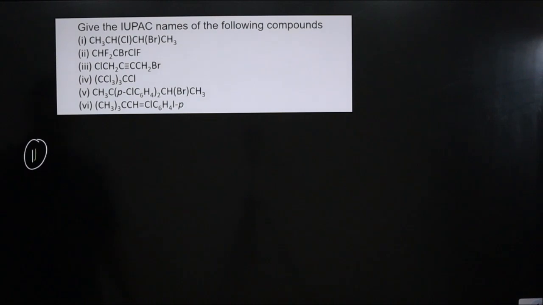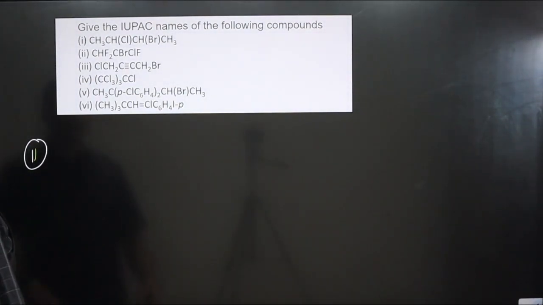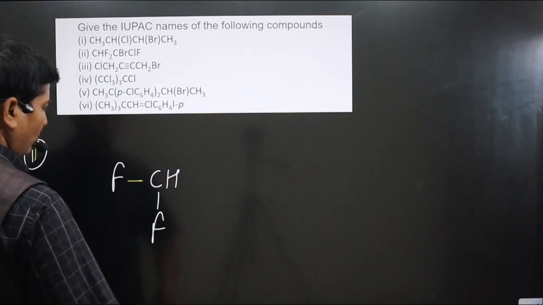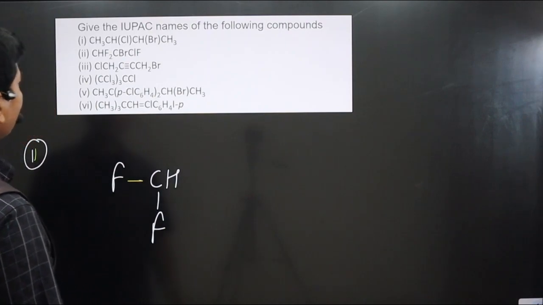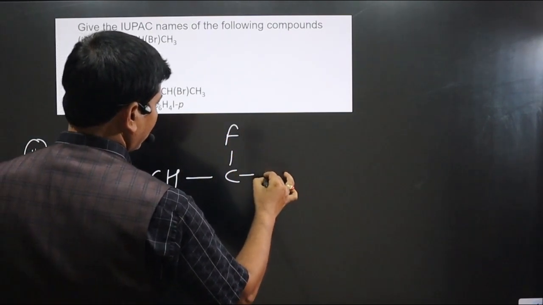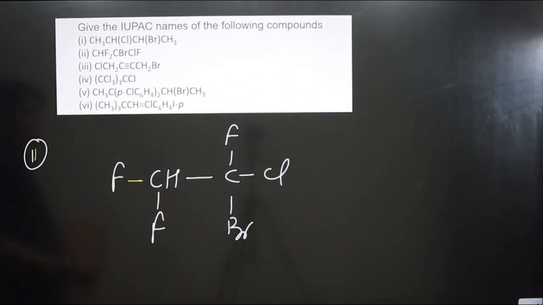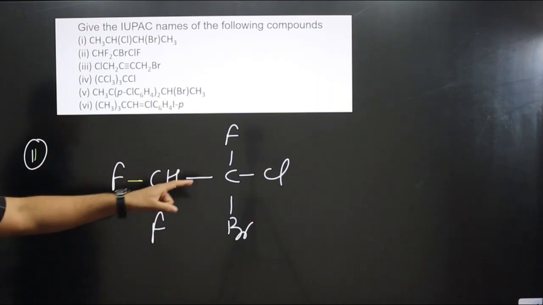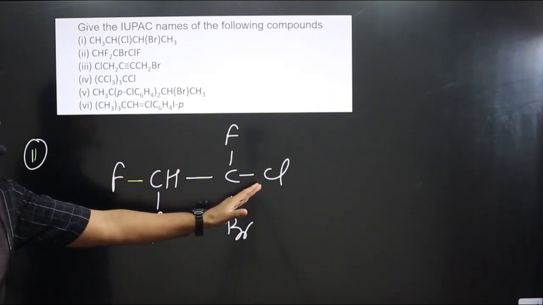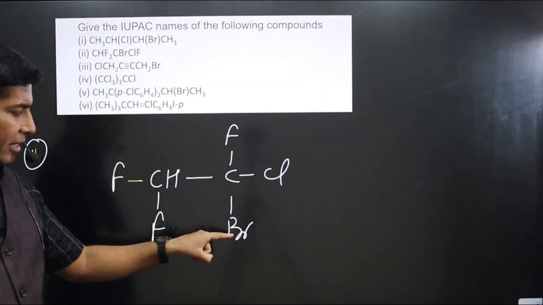Second one. This is quite interesting, because in this case only 2 carbons are there. We have CH, and to this CH 2 fluorine atoms are attached, and then we have the next carbon. In this case you can see 3 halogens are attached: Cl, and Br. So you can see to this carbon 3 halogens, and to this carbon 2 halogens.